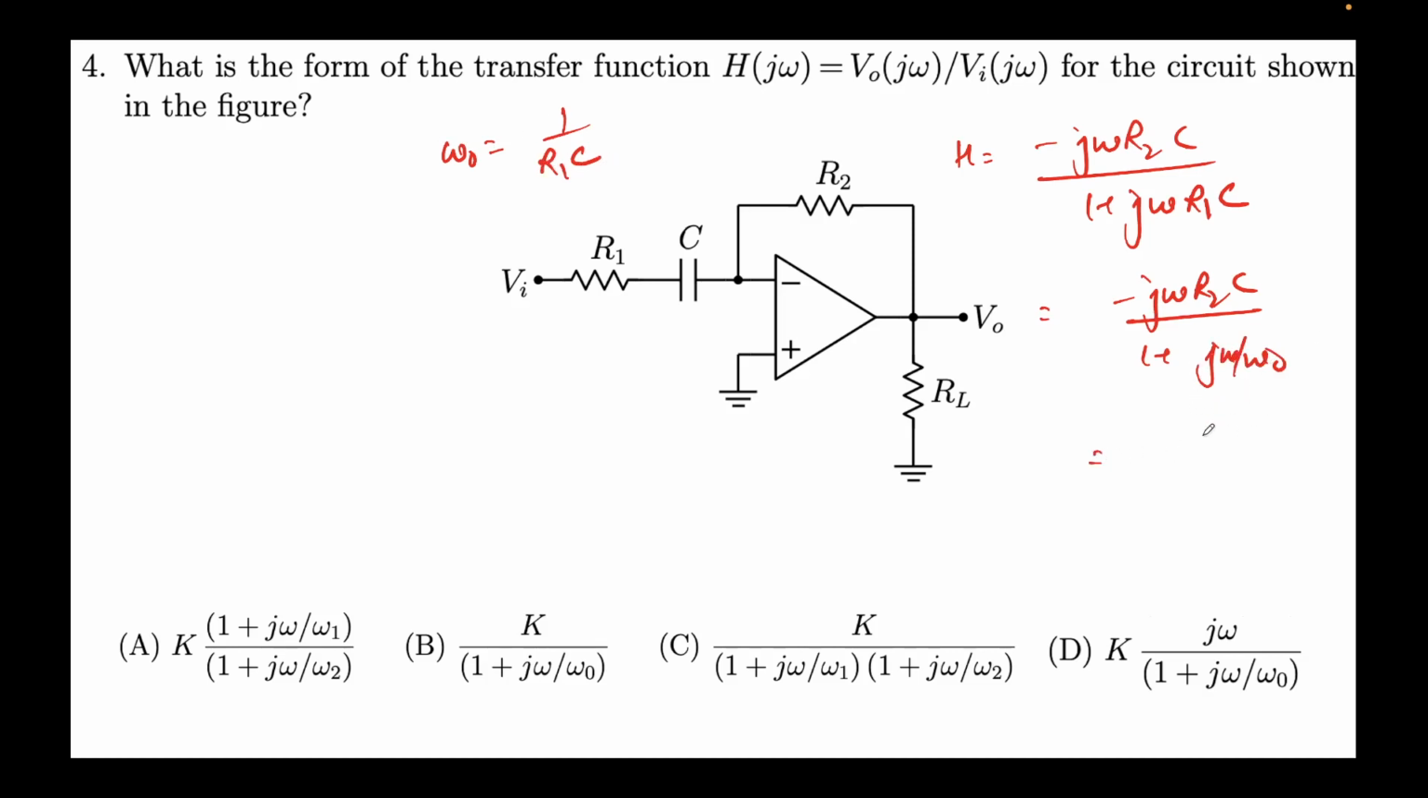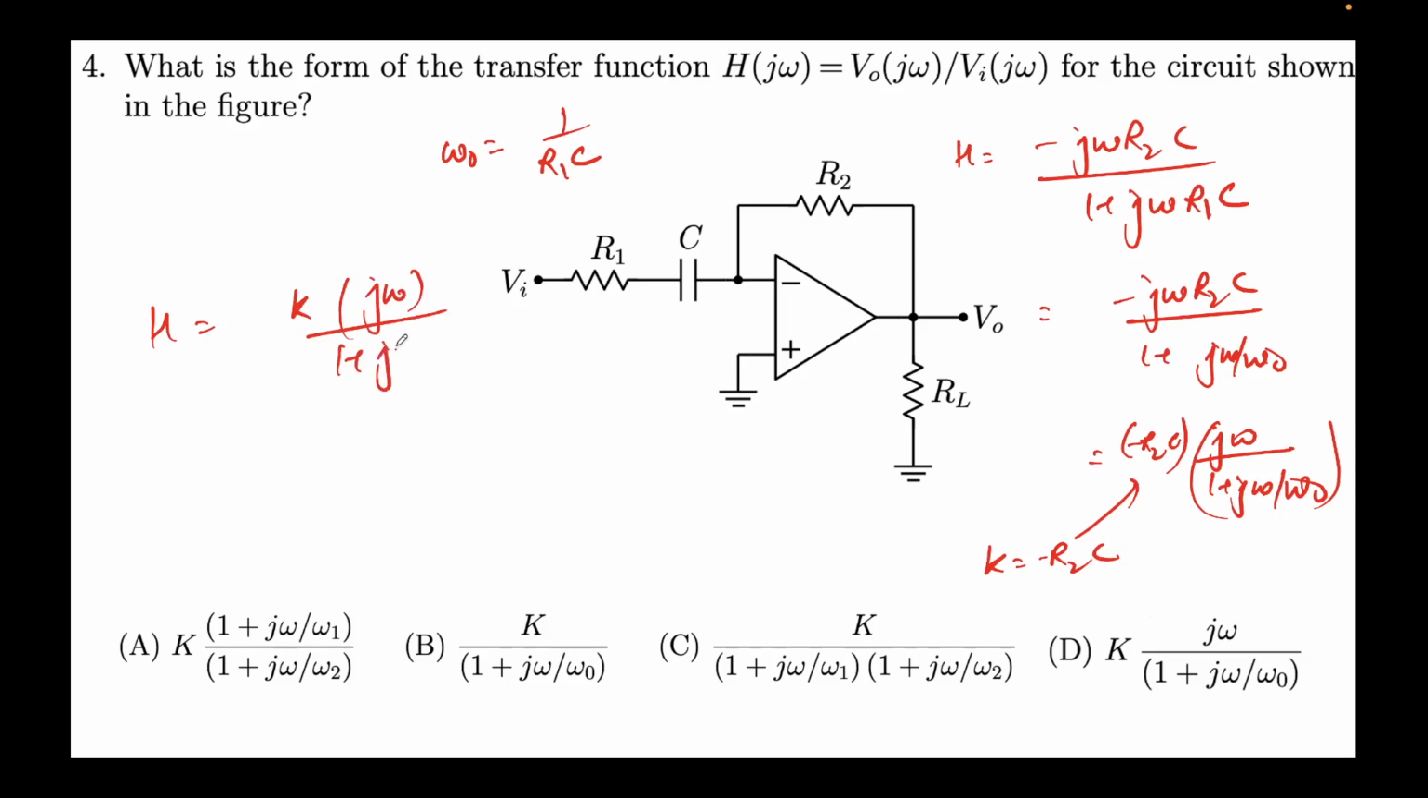Okay, now I'll keep j omega inside, j omega by omega naught, and I'll take minus R2C outside, and define this as k. So k is minus R2C. Now I get the form H equal to k j omega over 1 plus j omega by omega naught, which matches the form of option D, where k is minus R2C and omega naught is 1 upon R1C. It matches option D.